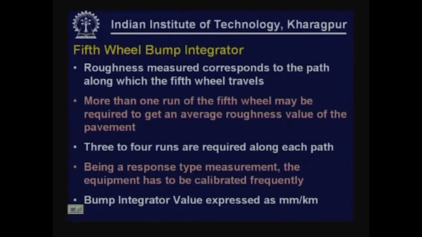Along a given line also, we may have to make the fifth wheel make a number of runs. For example, 3 to 4 runs are normally required along each path, and what we normally represent is the average of these 3 to 4 runs.